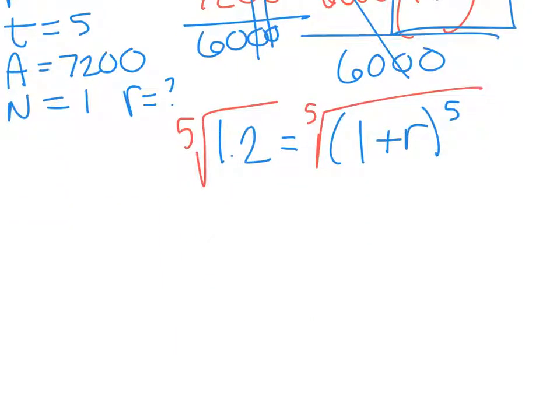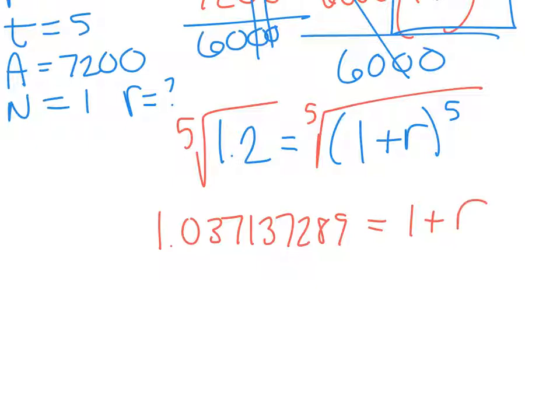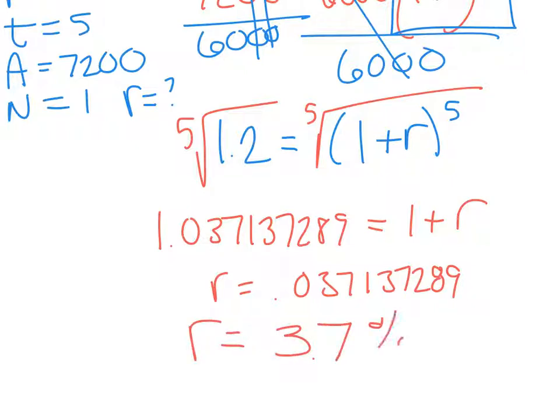So this is an ugly answer. I get 1.03713729, I think, equals 1 plus r. Remember, no intermediate rounding. Subtract over that 1, and I get this lovely decimal. So I would say my rate is actually 3.7 to the nearest tenth percent.